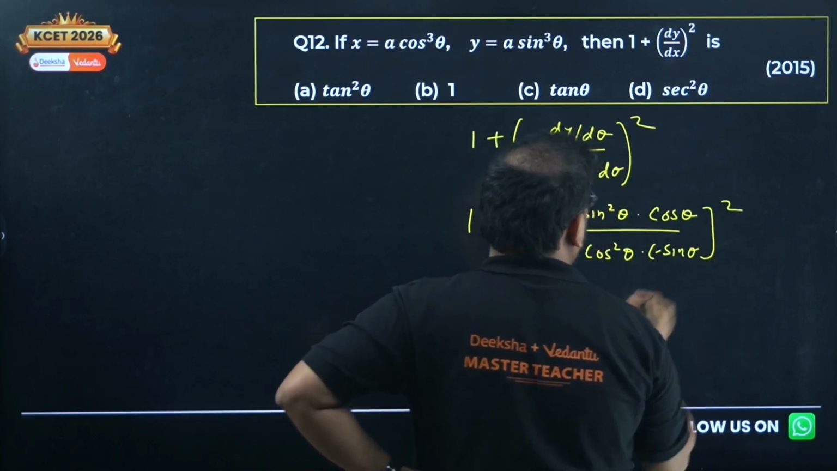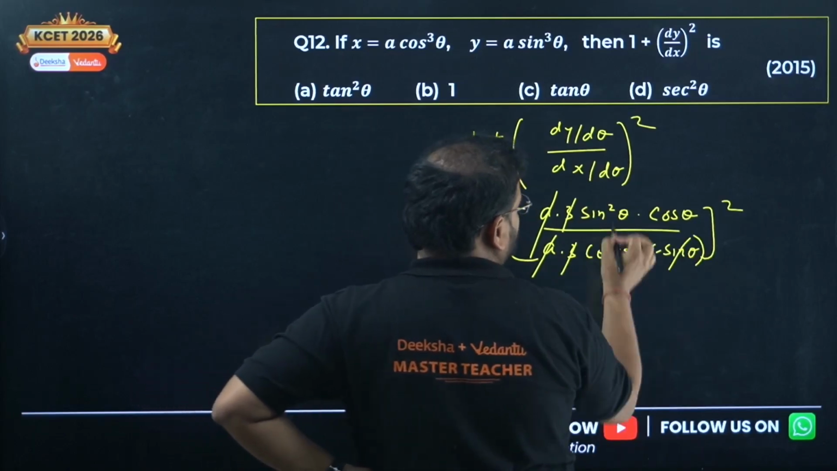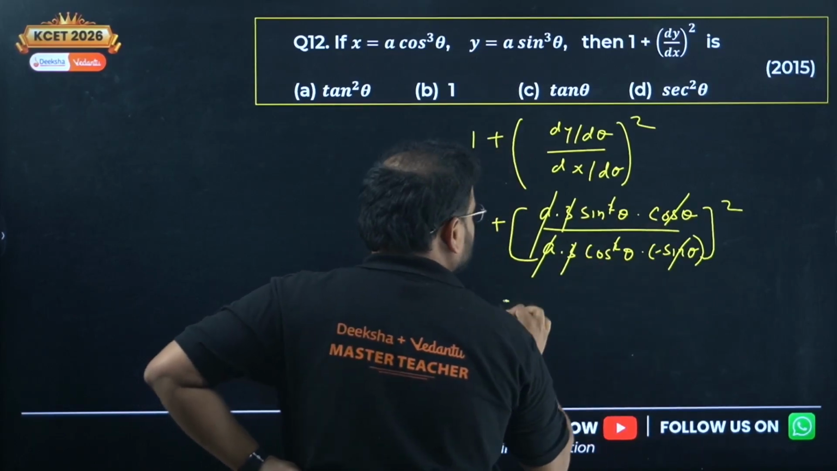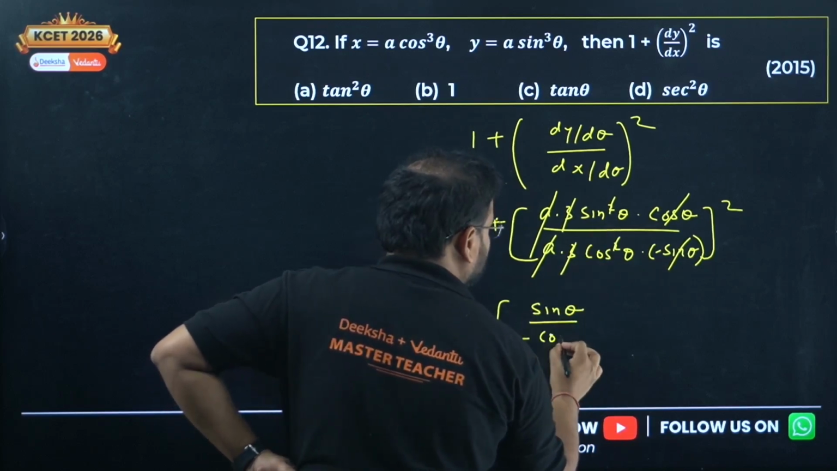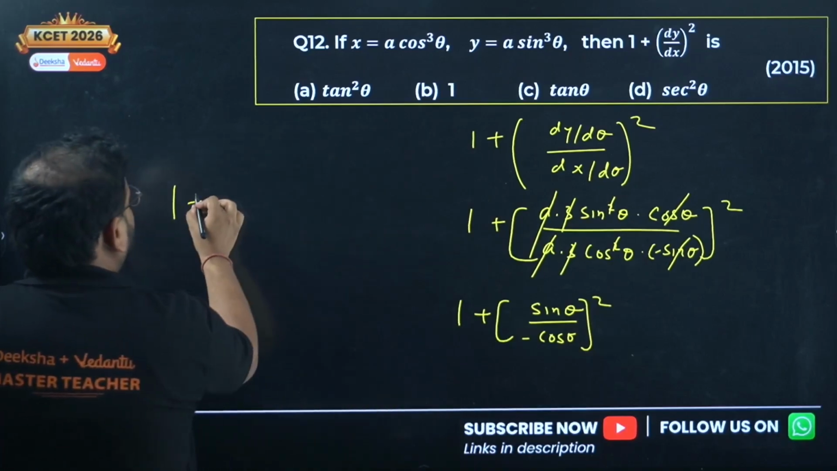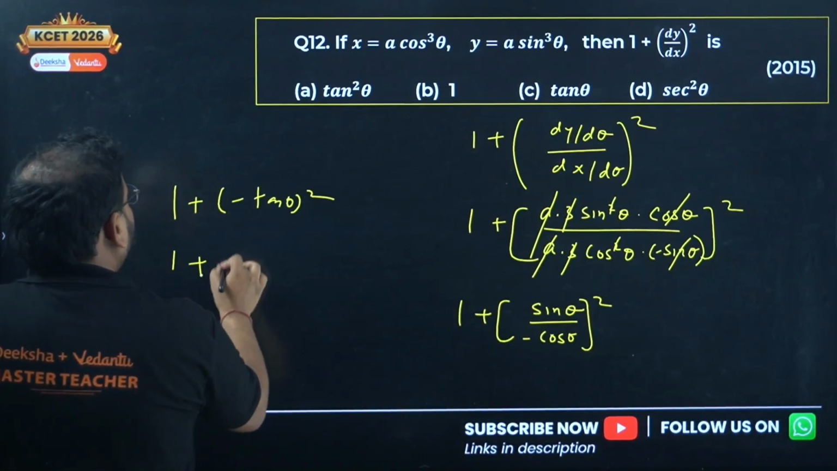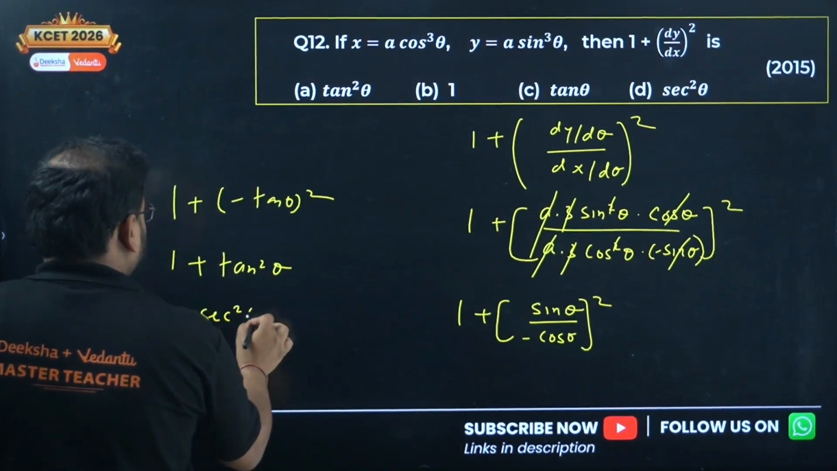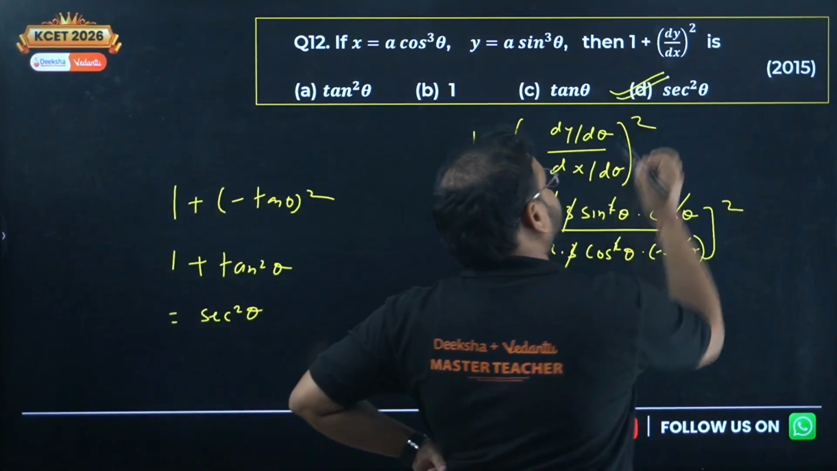Again we have the whole square. a cancels, 3 cancels, this sine also cancels, one of the sine, cos cancels with this particular cos. 1 plus I have sine theta by minus cos theta the whole square. So this is nothing but 1 plus minus tan theta the whole square, 1 plus tan square theta, sec square theta. Option D is right.